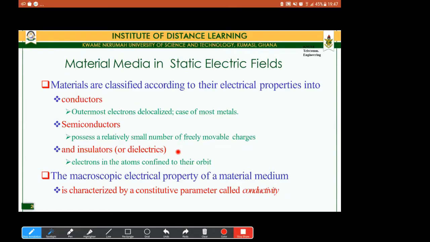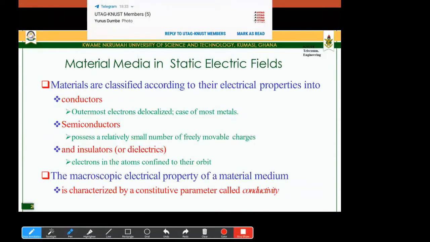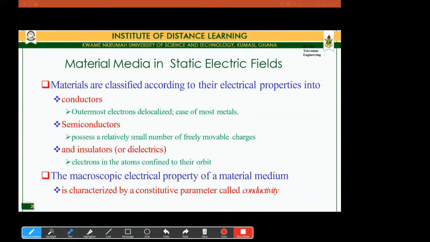So these are the basic three categories of materials as far as their conduction is concerned: we have conductors, we have semiconductors, and then we have insulators. So the parameter that characterizes the ability of a material to conduct is called the conductivity. So depending on the value of the conductivity, the material can either conduct or it cannot conduct.